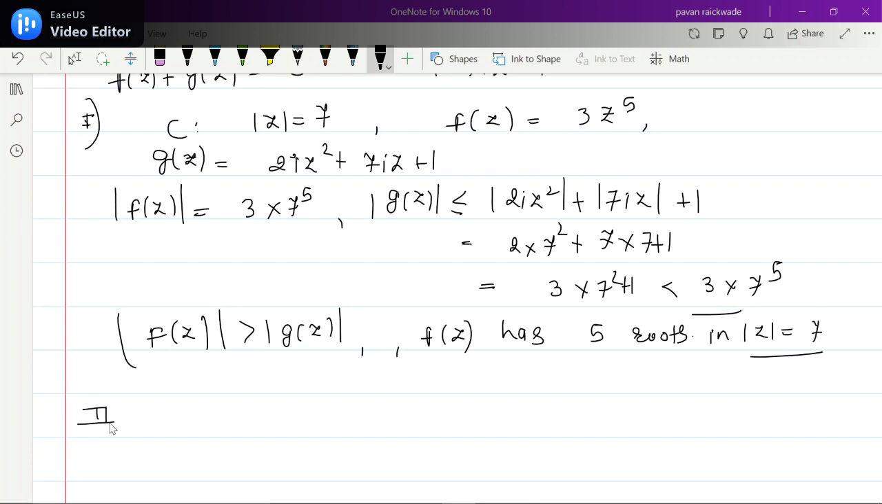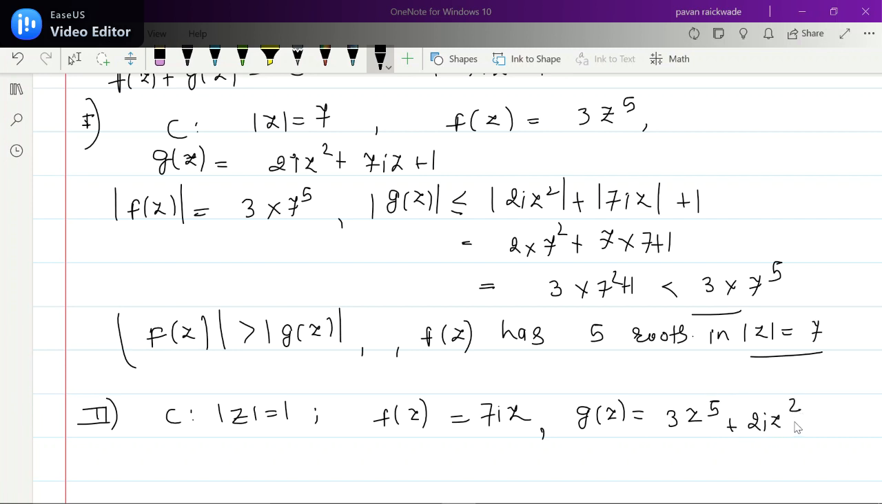Now for the second thing, I have to calculate how many roots are there inside |z| = 1. For this purpose, I will take f(z) to be 7iz and g(z) to be the remaining thing, which is 3z^5 + 2iz^2 + 1. And |g(z)| on C is less than or equal to 3 + 2 + 1, which is 6, which is strictly less than 7, which is |f(z)| on C, correct?